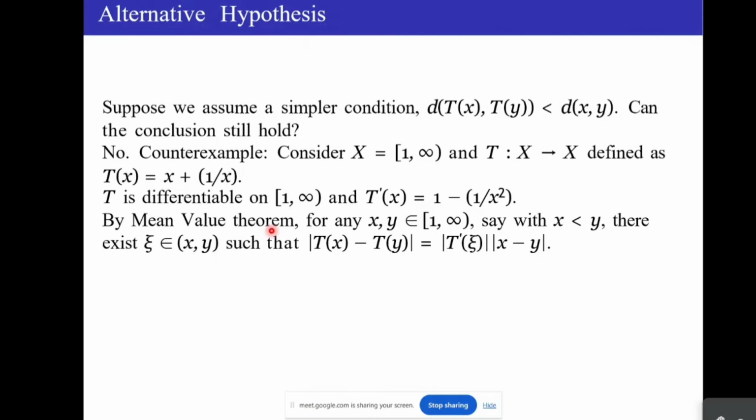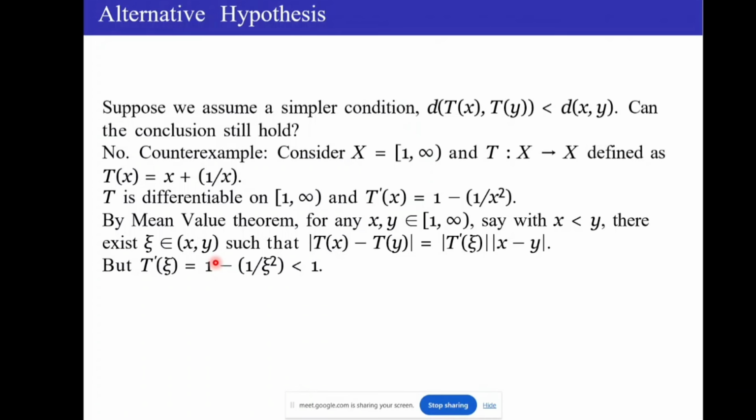So we will use the mean value theorem, and we'll have t of x minus t of y divided by x minus y is equal to t dash of some xi, which lies between x and y. We will take the modulus on both sides. And what do we have? Here we have t dash of x is actually 1 minus 1 by x square. So what will be t dash of xi? It will be 1 minus 1 by xi square. But where does xi lie? Xi lies between x and y.